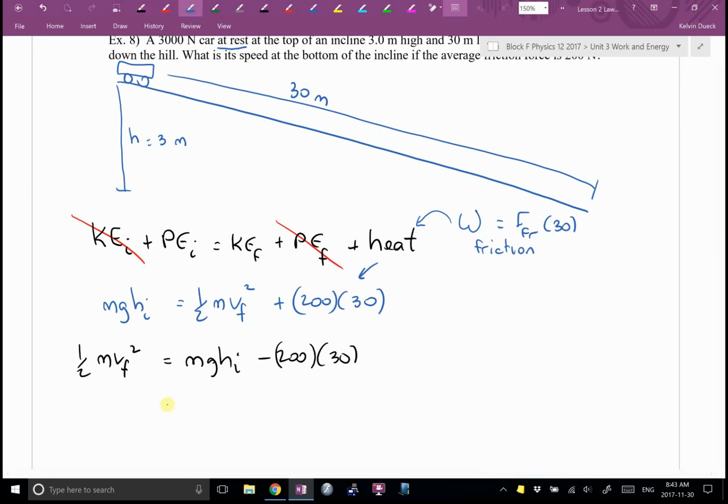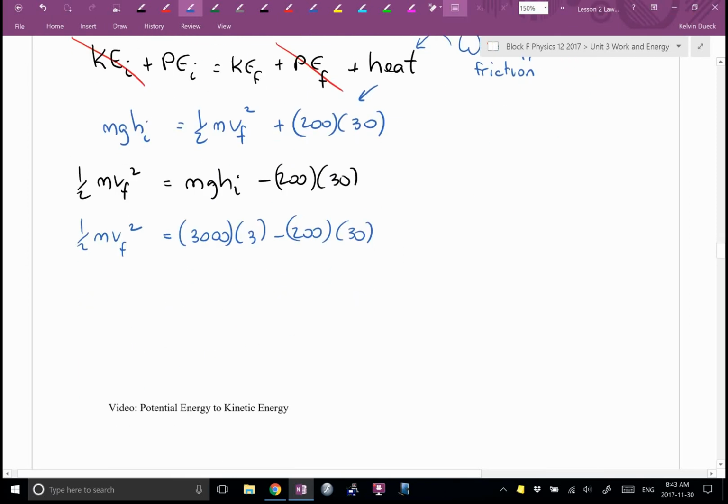So what was m? They didn't tell me. Oh, what did they tell me? Oh, so mg is 3,000. Height 3 minus 200 times 30. That's equal to a half mv final squared. Crunch the right-hand side. What do you get? Oh, I can do that in my head for Pete's sakes. It's 9,000 minus 6,000, isn't it? Yeah. So 3,000, yes?